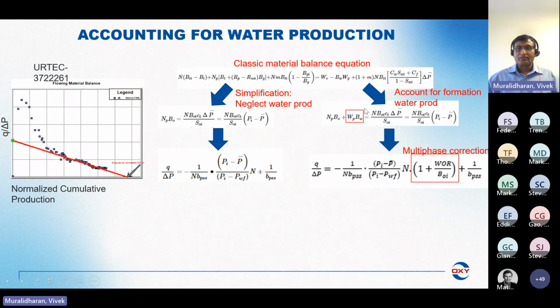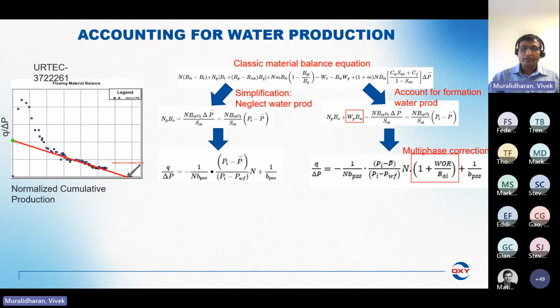You can see the term Wp times Bw, which is an addition to what the single phase should be. When you do the same formulation, you can still get to a form very similar to the single phase. But notice that there is a multi-phase correction here, 1 plus WR by Bo times Rs. You have to use that. As long as you are using single phase and correcting it with this multiplier, you're going to be close enough to have a reasonable SRV oil in place.